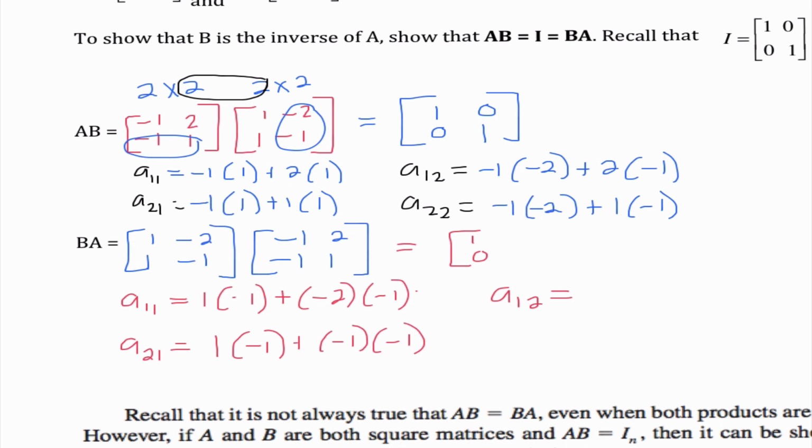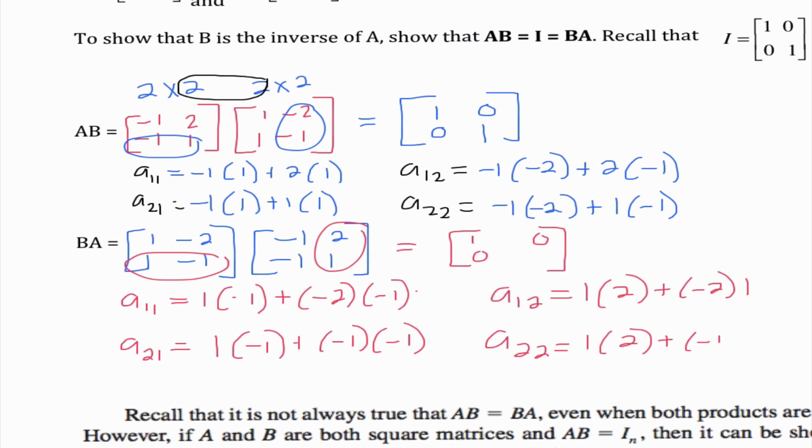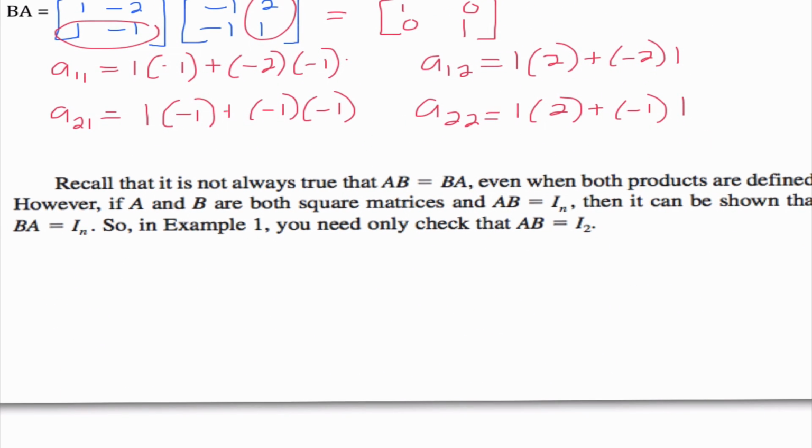A sub 1, 2 means that I am doing row 1 times column 2. So I would do 1 times 2 plus negative 2 times 1, and I get 0. And then lastly, A sub 2, 2 means row 2, column 2. So 1 times 2 plus negative 1 times 1 gives us 1. So we can see here that I got that identity matrix doing A times B and also doing B times A. So that's how we verify or prove that two matrices are inverses of each other.